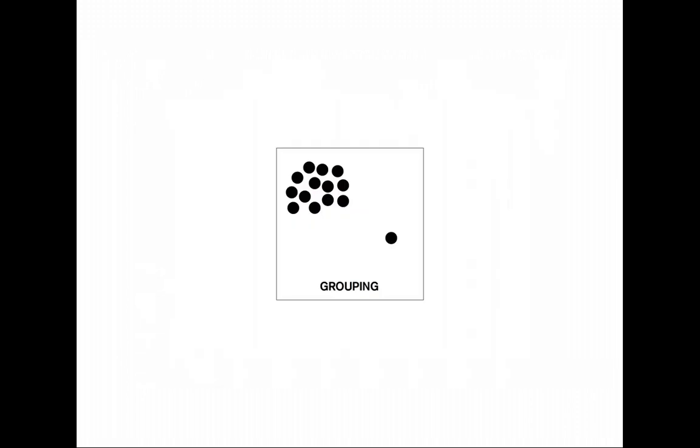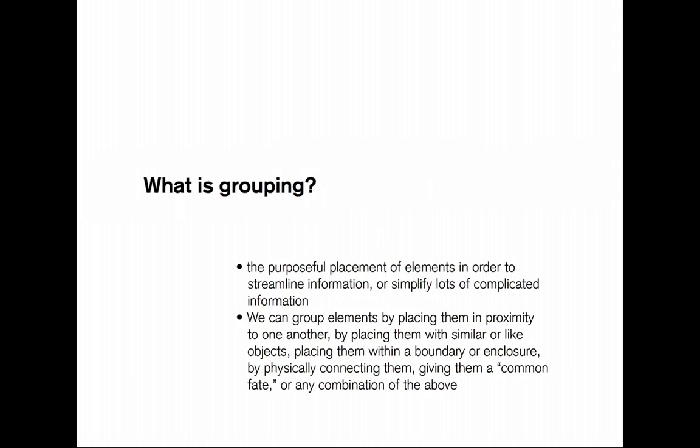Okay, grouping. The principles of grouping are incredibly important. So much so that I've got a whole separate slide just to talk about grouping. Yep, that's how much I'm emphasizing how important grouping is. See what I did there? Grouping is the purposeful placement of elements in order to streamline information or to simplify lots of complicated information. Okay, we can group elements by placing them next to one another, by placing them with similar or like objects, by placing them within a boundary or some kind of enclosure, by physically connecting them in some way, by giving them a common fate, or any combination of the above. And of course, don't worry, I will give you examples of all of these.